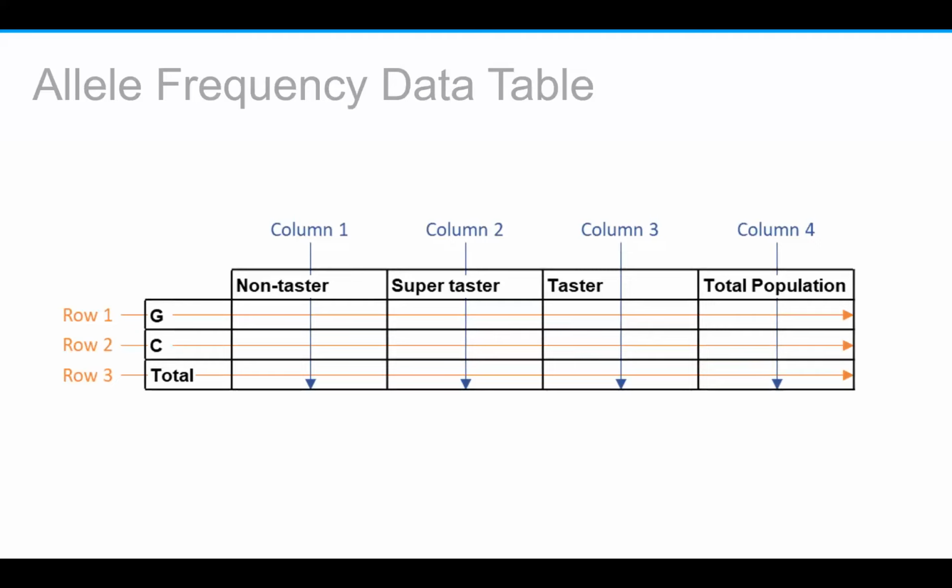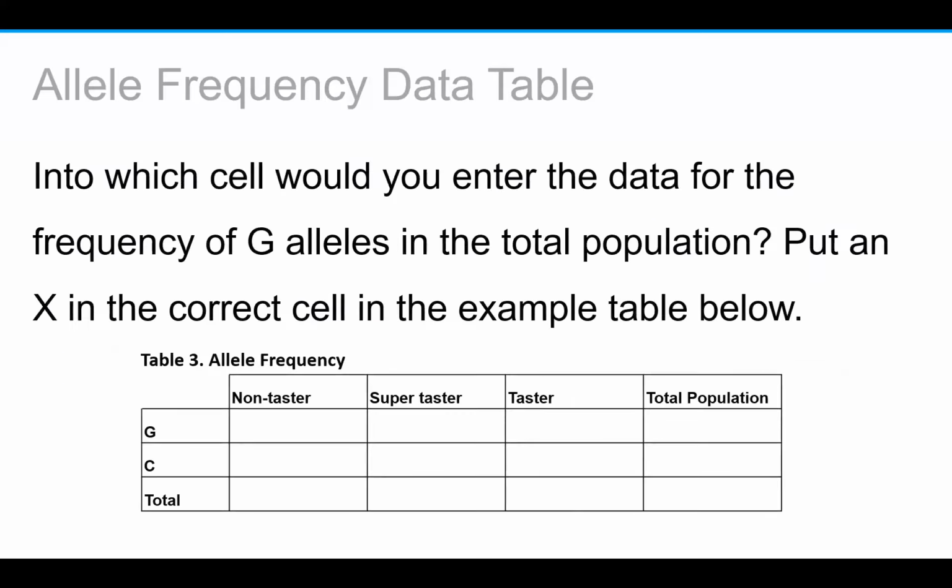In this part, students are asked to identify where they would enter the results for a particular calculation. For example, one question asks them, into which cell would you enter the data for the frequency of G alleles in the total population? And students should put an X into this cell here, which is in the G row and the total population column. Again, these questions aim to make sure students who are not used to working with tables take some time to figure out how they should enter the data before they start performing calculations. In other words, helping students build that target skill of working with data tables.